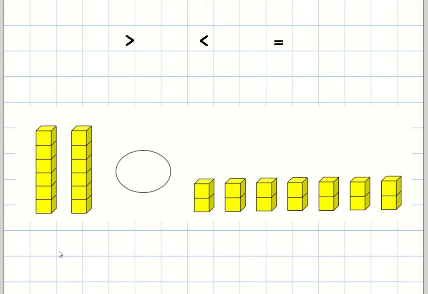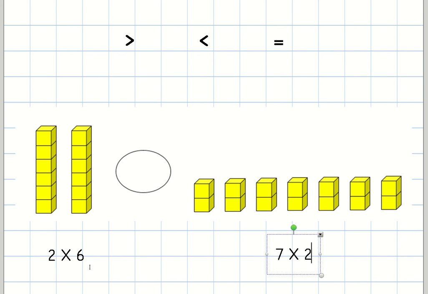Hopefully what you've thought about here is you've got 2 towers and they've got 1, 2, 3, 4, 5, 6 counters in each. So we have 2 towers of 6. Whereas over here we've got 1, 2, 3, 4, 5, 6, 7 counters of 2.